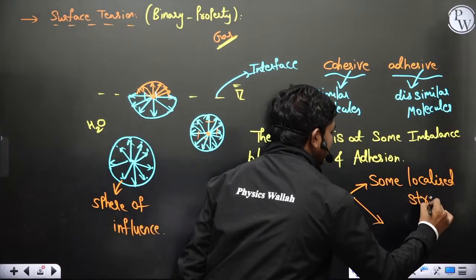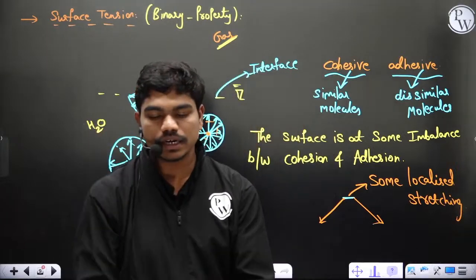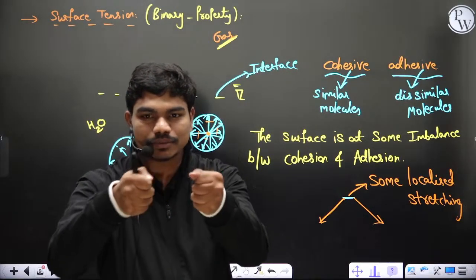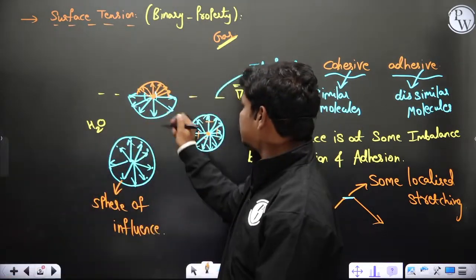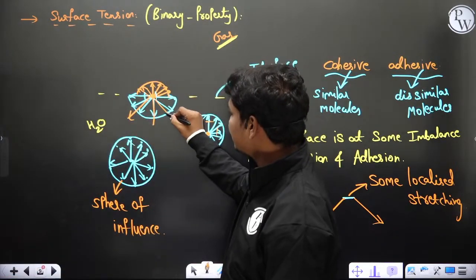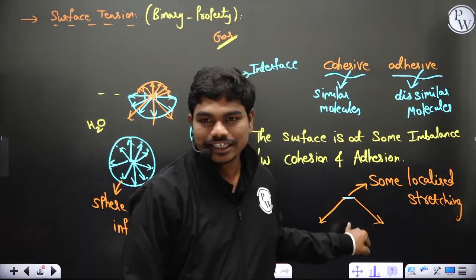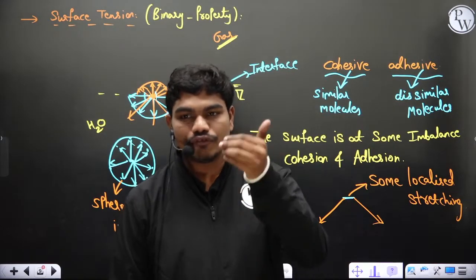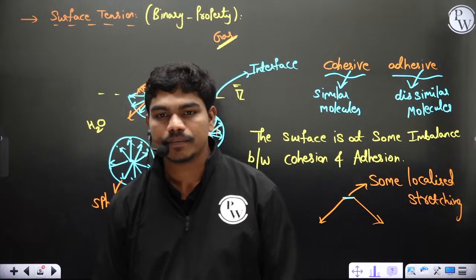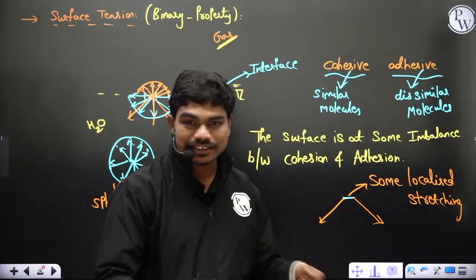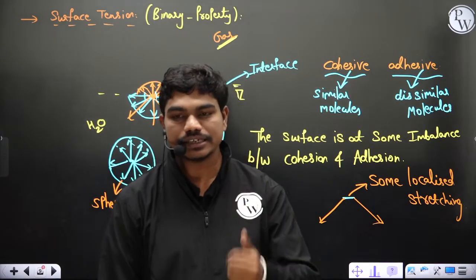Localized stretching happens, correct? So that small fluid layer will be subjected to certain stretching because of these forces. Clearly you can see, for this half you take the resultant like this, and for this half you take the resultant like this. Now if this surface is stretching, what is the nature of the force inside the surface? Tension or compression? If this surface is subjected to stretching like this, then what is the nature of the force inside the material?